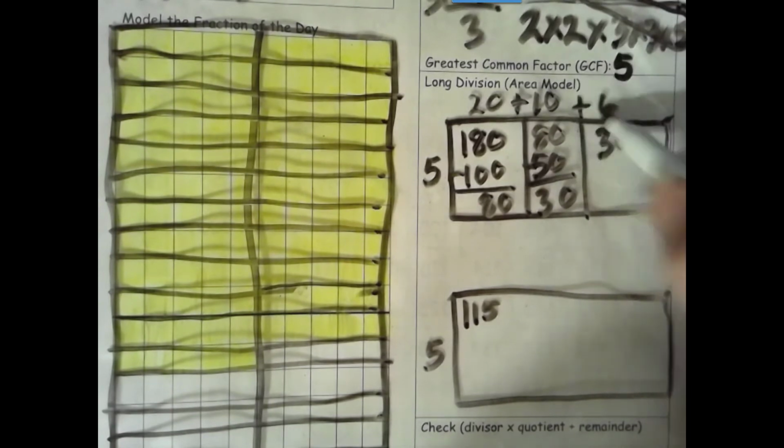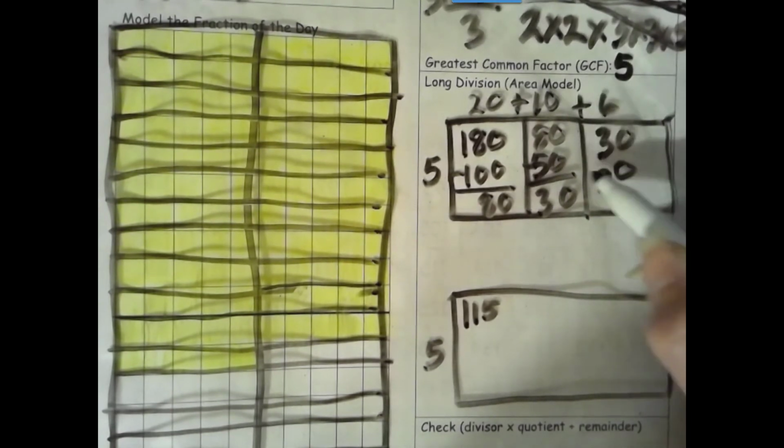And then 6 times 5 is 30. Numbers the same, zeros the game. We add these partial quotients. 20 plus 10 is 30, plus 6 is 36. So this side of the rectangle is 36 units.